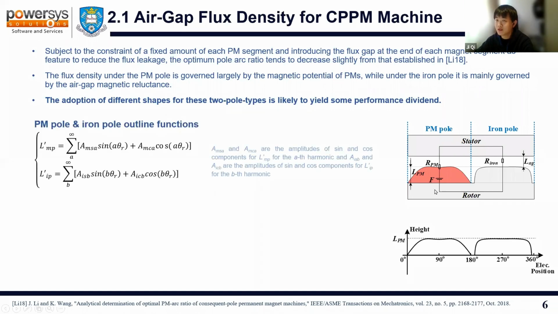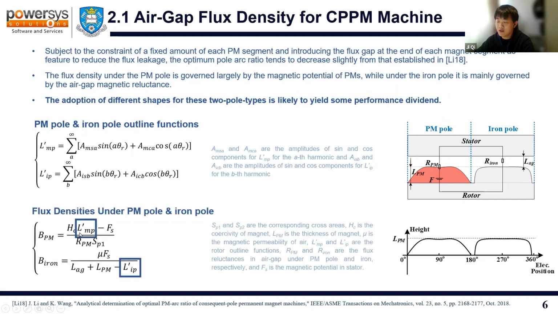Also, we can find that the flux density under the magnet pole is governed largely by the magnetic potential of PMs, while under the iron pole, it is mainly governed by the air gap magnetic reluctance. So from these two formulas, here, the LMP and LIP are the functions of the pole shape. We can see that they are in the numerator and the denominator for the flux density under PM pole and iron pole respectively. So that means the adoption of different shapes for these two pole types is likely to yield some performance dividend.